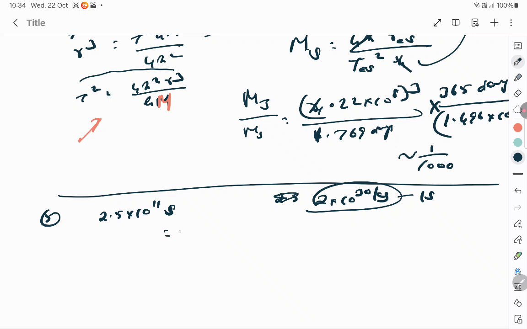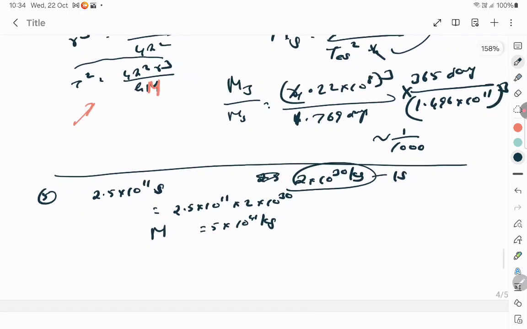So 2.5 into 10 to the power 11 solar mass is 2.5 into 10 to the power 11 into 2 into 10 to the power 30. So this will be 5 into 10 to the power 41 kg. So thus you get the mass of the galaxy.